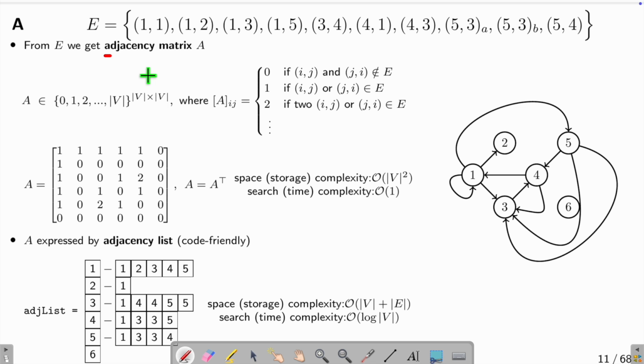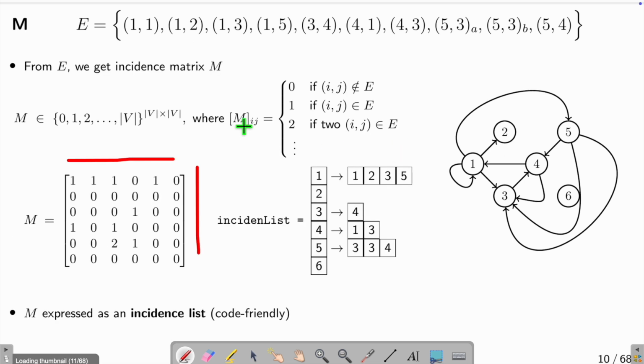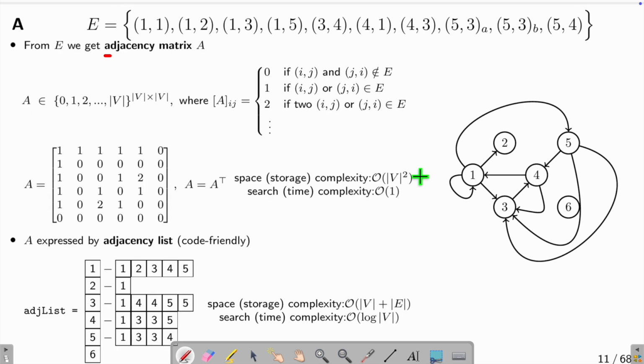Next to J means I don't care if I go to there or they come here. So for example, 1 goes to 2, right? Therefore, 1 and 2 are adjacent. We don't care about whether 1 goes to 2 or 2 goes to 1. We don't care about which goes to which. It's the same as M. M has a direction. A has no direction.